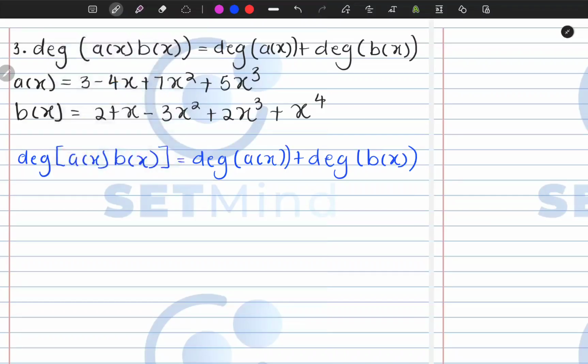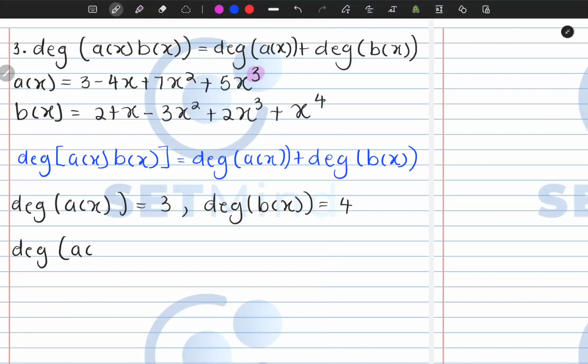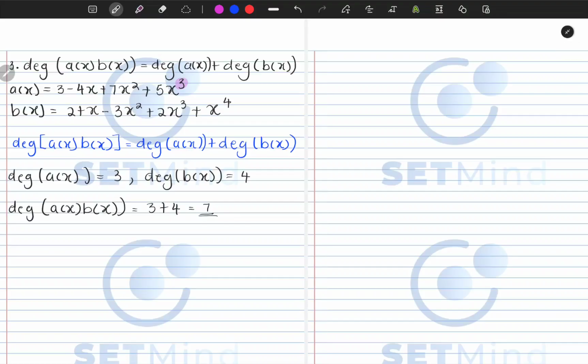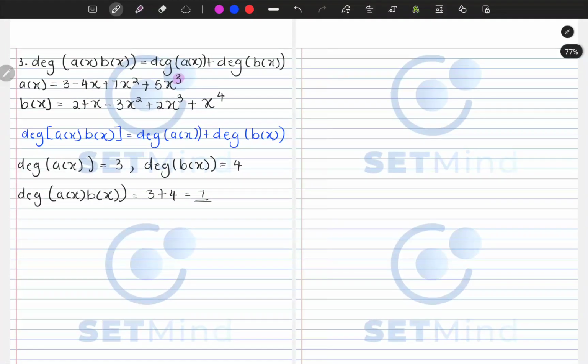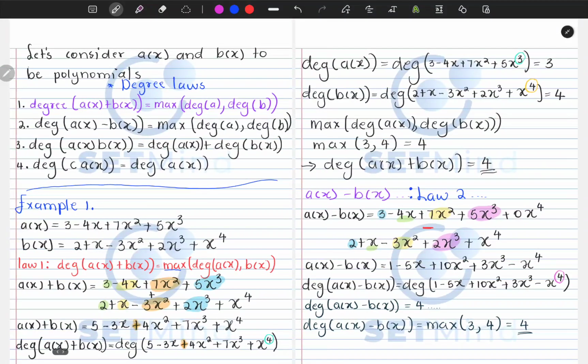So we already know the degree for a of x. I've shown you several times that for the degree of a of x, you just look at the highest power, which when you look carefully, you'll see is a 3. And the degree for b of x, if you look carefully, is a 4. So the degree which we get when we multiply the two, a of x multiplied by b of x, will be our degree of a plus our degree of b. So essentially 3 plus 4, which will give us a 7. So when you multiply these two functions, the highest power of x which we will see will be a 7. Okay, so this concludes what we should be looking at as far as these 4 laws are concerned.